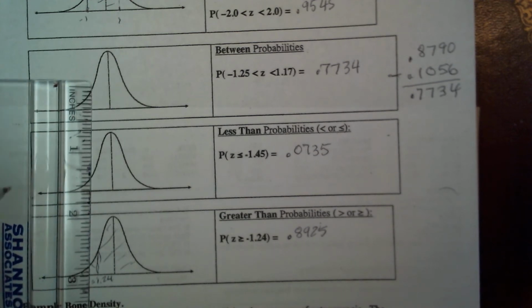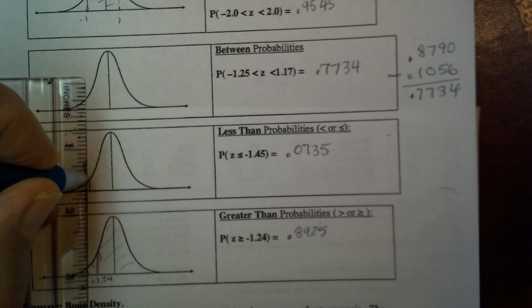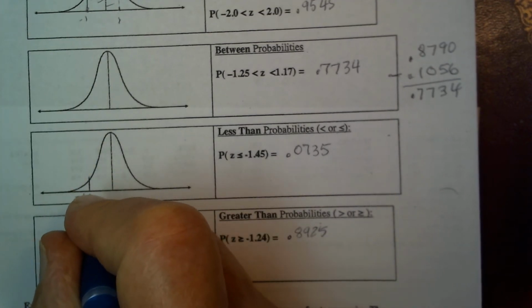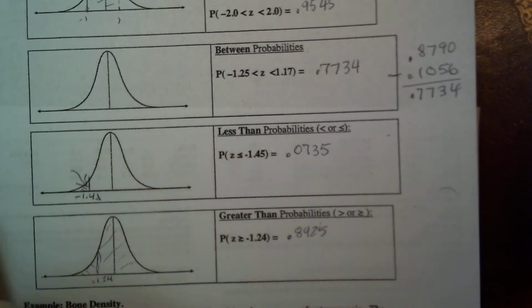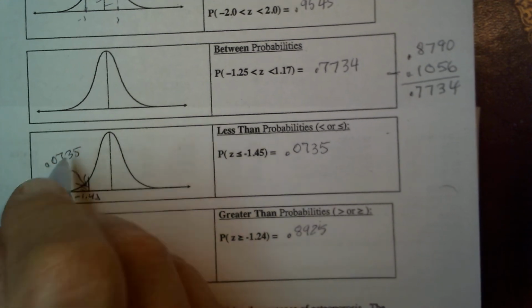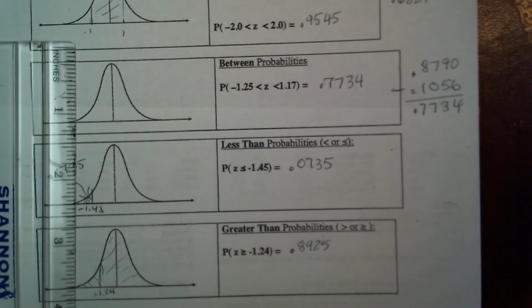Let me just fill in the areas that we did here. So minus 1.45, that might be about here. So minus 1.45, this is the area we're looking for here. That's equal to 0.0735. Again, the probability is area.